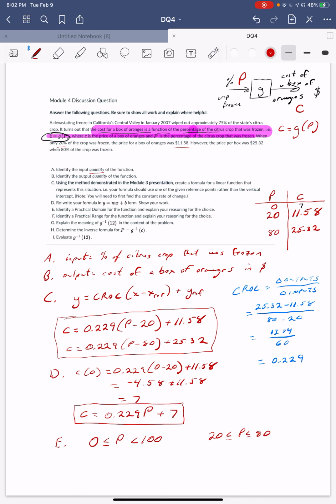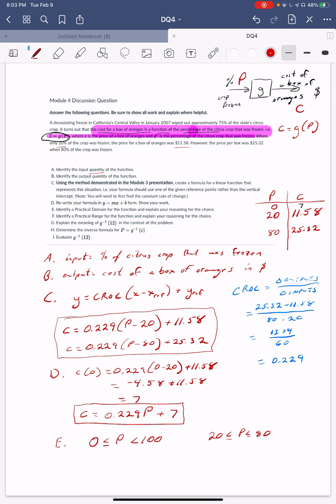And you could argue that that might be reasonable. You could argue that it might be impossible to ever have a crop where at least part of it wasn't frozen, justifying your 20. And you could say, well, maybe it's possible where you never ever would lose more than 80% of your crop, and that would justify your 80. But you can't just use 20 and 80 because those were the given values.